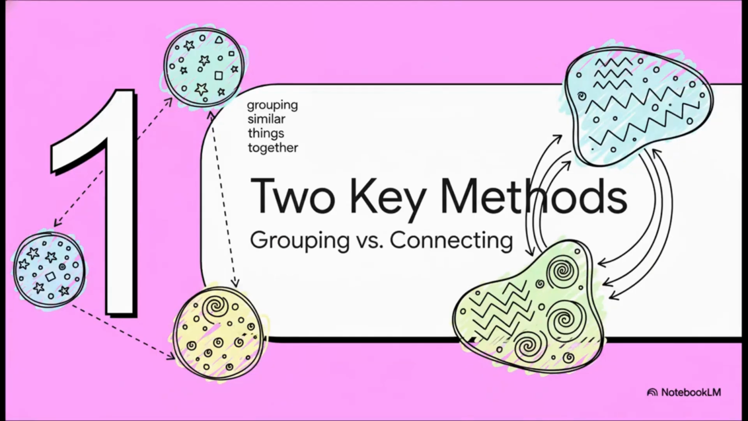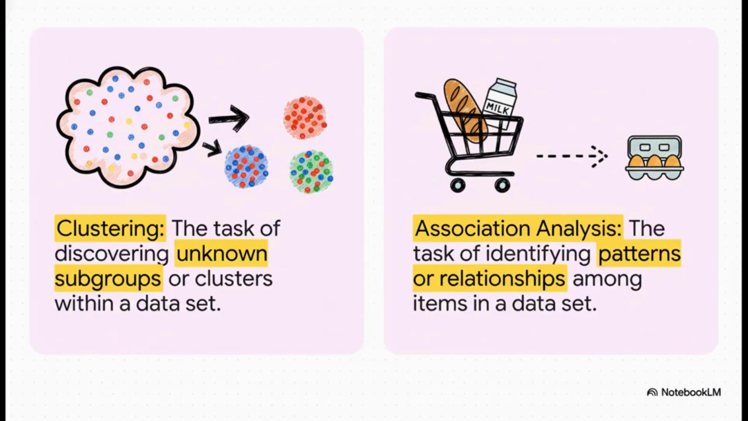Okay, so when you really boil it down, unsupervised learning is usually trying to accomplish one of two things. It's either grouping similar items together, or it's finding hidden connections between them. Let's break down both of those. So on one hand, we've got clustering, which is all about finding those natural subgroups in your data. And on the other, we have association analysis, which is about discovering hidden rules, like if somebody buys this one thing, they're probably going to buy another. Let's tackle that first mission.